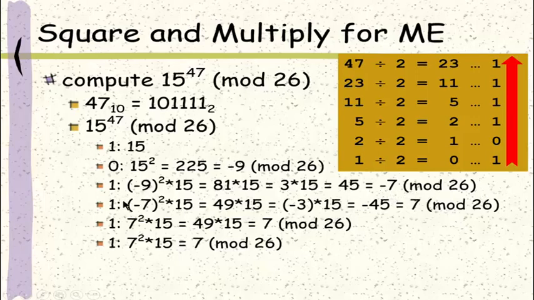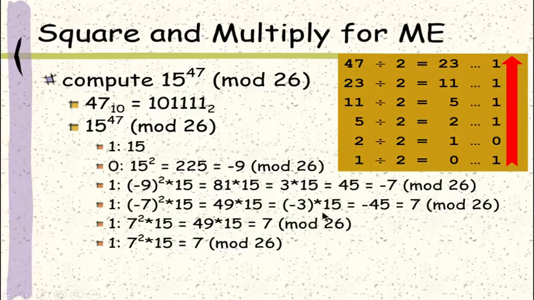So next we have another 1, so we square the negative 7 and multiply by 15. This gives us 49 times 15. 49 mod 26 is negative 3, and negative 3 times 15 is negative 45. Because 45 mod 26 is negative 7, negative 45 mod 26 must be positive 7. And we keep on doing this.